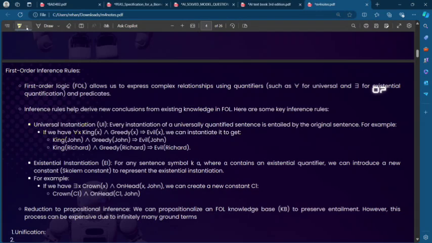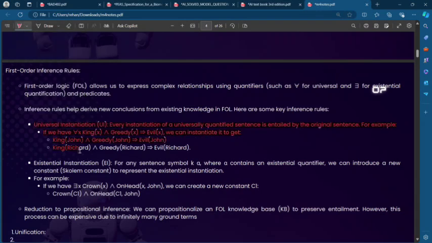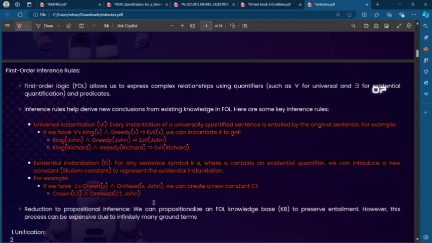It's not actually highlighting it properly. Okay, you can see now. Nice.